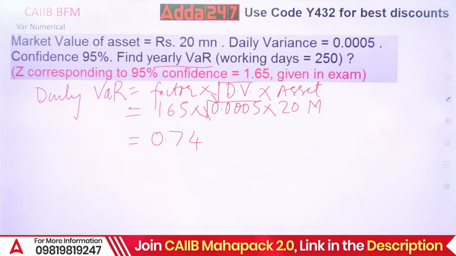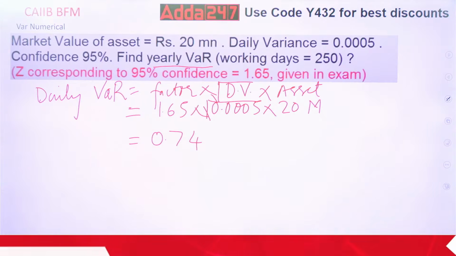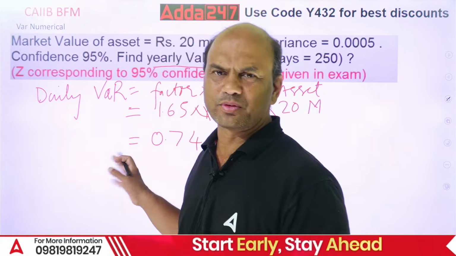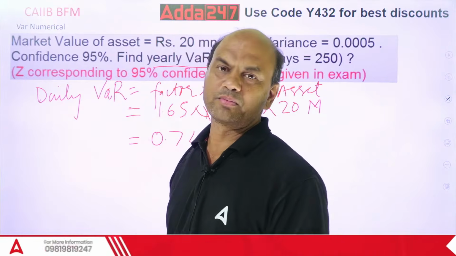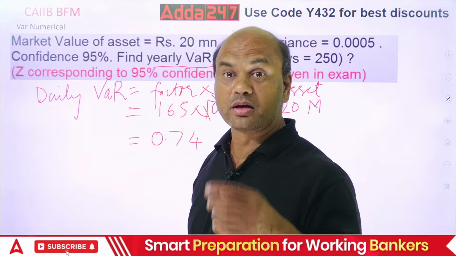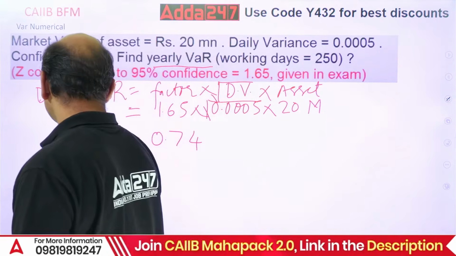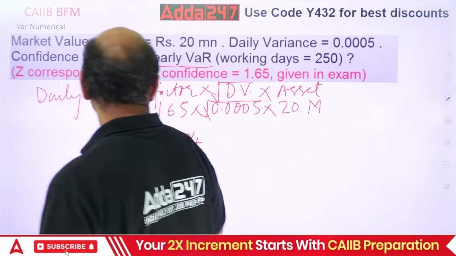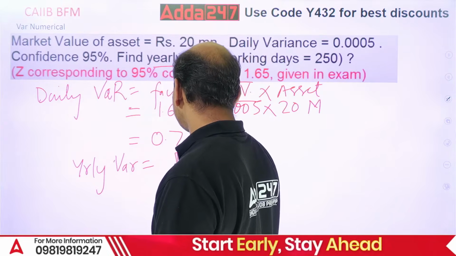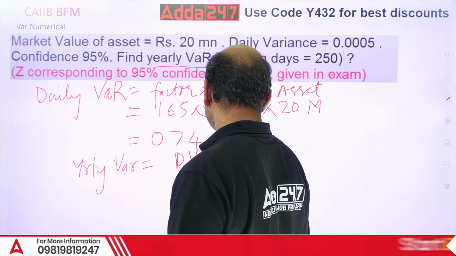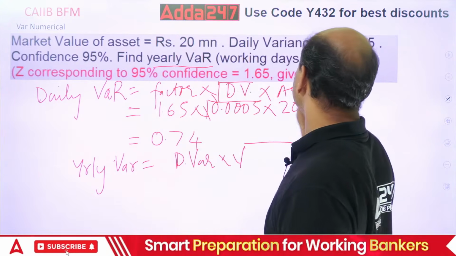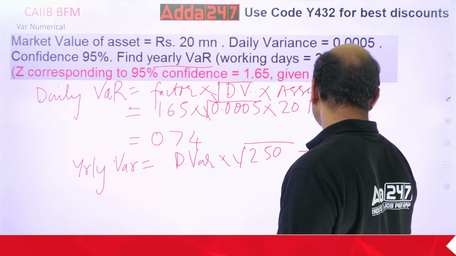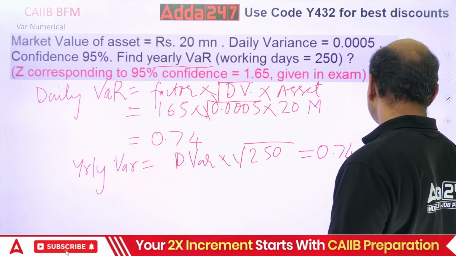See, in the exam, you might not get such a big figure. I am getting the answer as 0.737, so take it as 0.74 roughly. So that is daily VAR. But what do I want now? I want yearly VAR. So yearly VAR is equal to 0.74 daily VAR into square root of number of days. What are the number of days? 250. So that is equal to 0.74 into square root of 250.